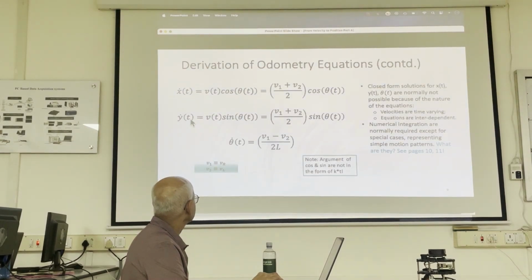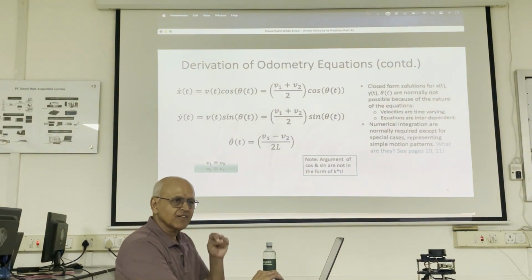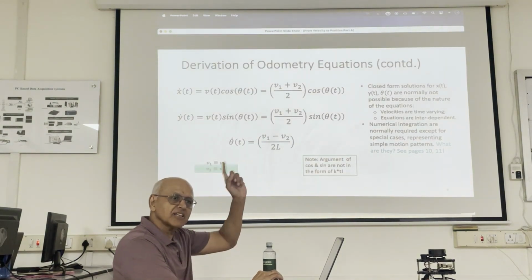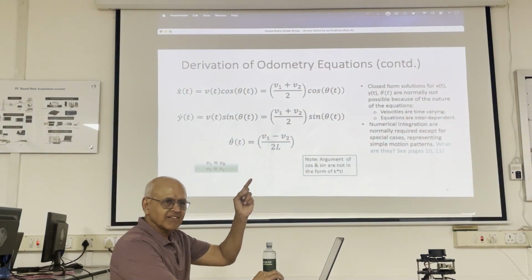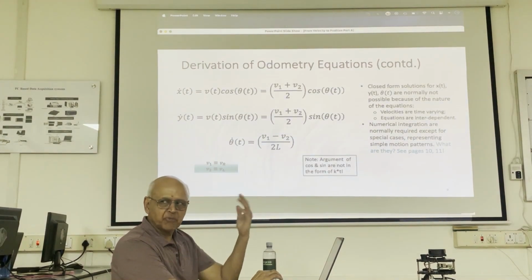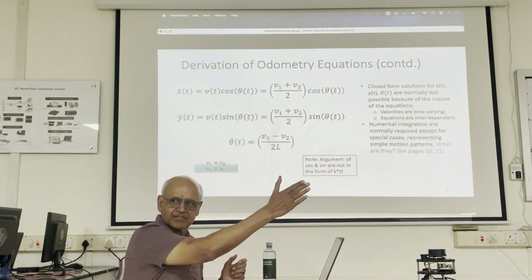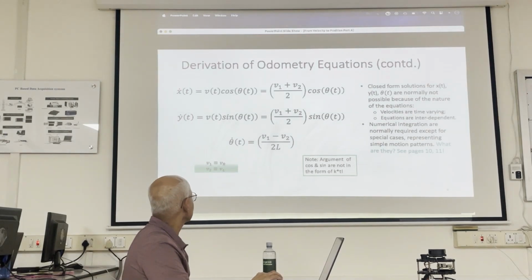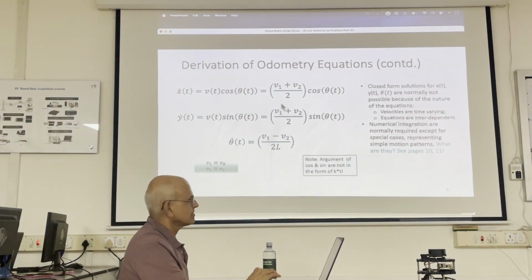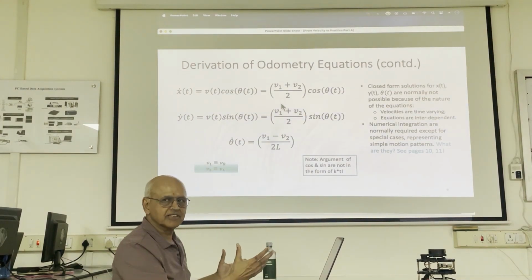y dot of t is equal to, now wait a minute, the robot cannot move sideways. Why am I worrying about y dot? This is not y dot for the robot. This is y dot on the global axis. So on the global axis, of course, you can have both x dot and y dot, right? You can be going like this. So (v1 plus v2) by 2 sine of theta of t. Theta dot of t, remember, omega is equal to (v1 minus v2) by 2l. So I just deconstructed the three equations again.